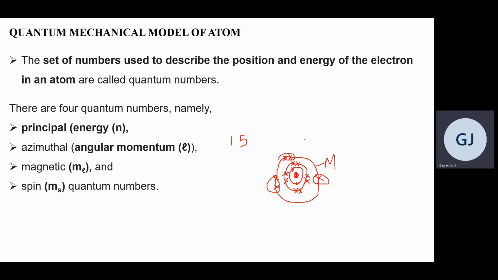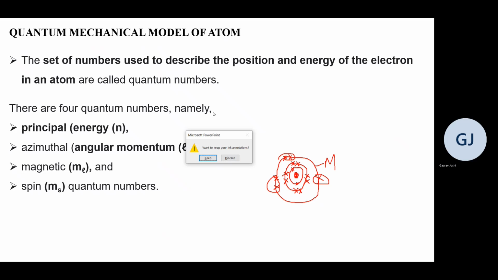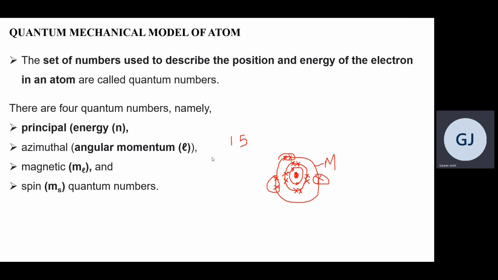So in the next class, we are going to discuss the quantum mechanical model of the atom. On the basis of this, we will be classifying the elements into S, P, D, and F block elements. So this is all for today.